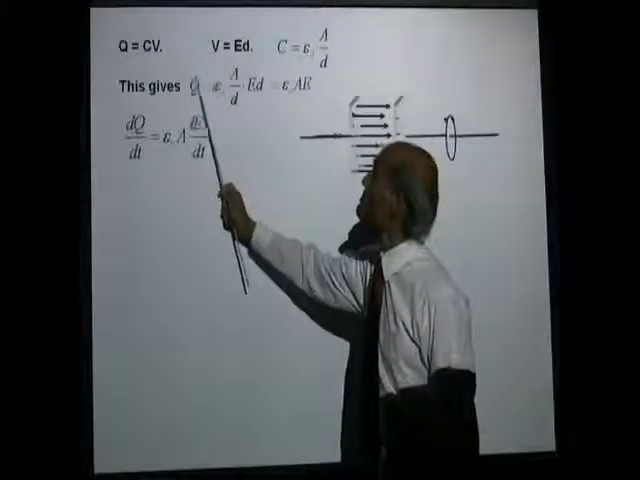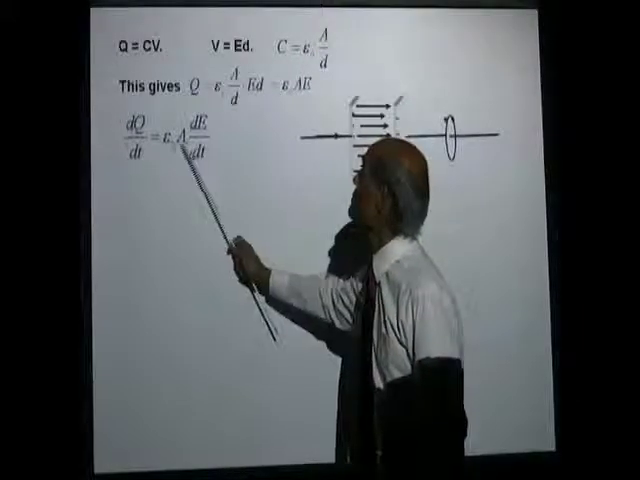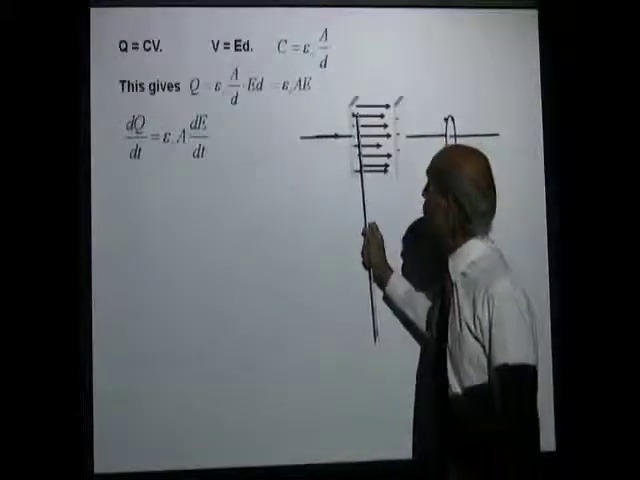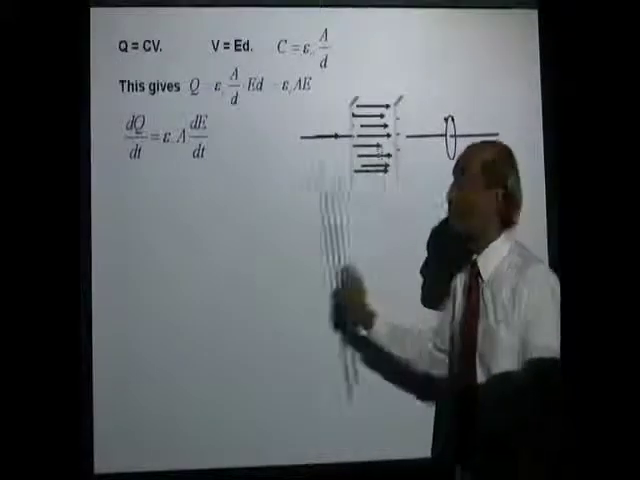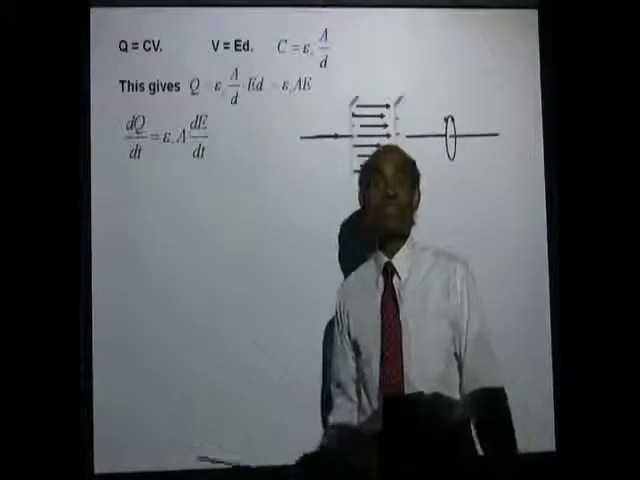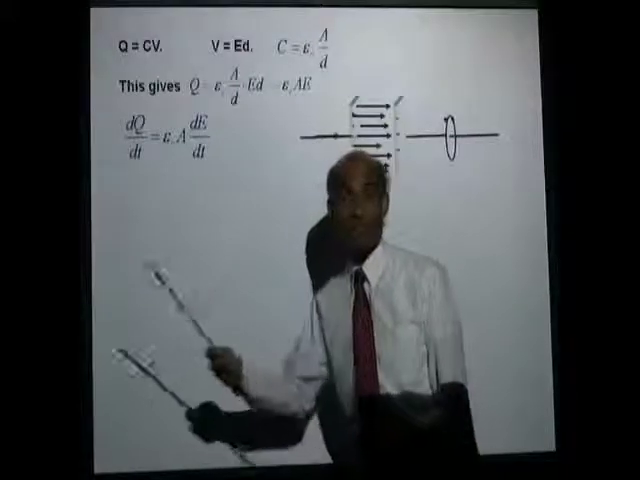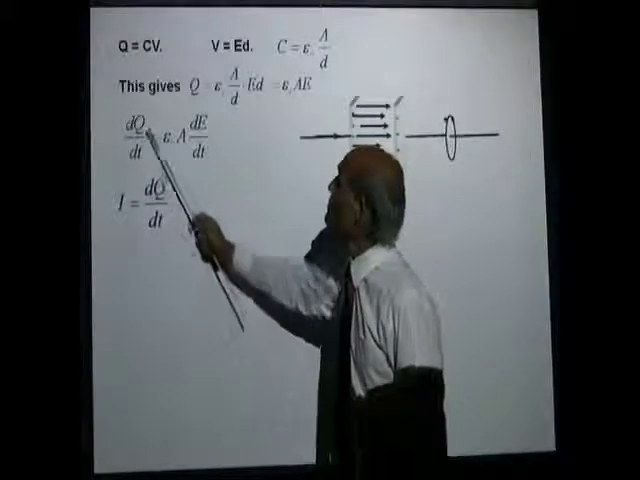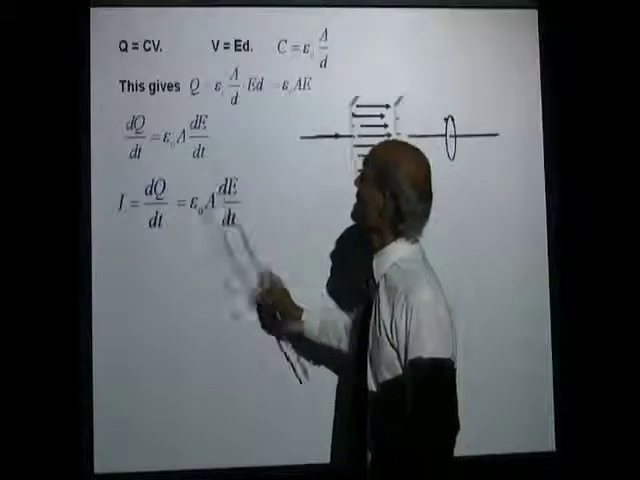Now, if you take the derivative of this with respect to time, we get dq by dt equal to epsilon naught A dE by dt, because as the amount of charge in the capacitor plate changes, the electric field also changes. Now, what does dq over dt represent? dq over dt represents the current in the wire. Is that right? The rate at which the charges are flowing. So, you got I equal to dq by dt, which is therefore epsilon naught A dE by dt.